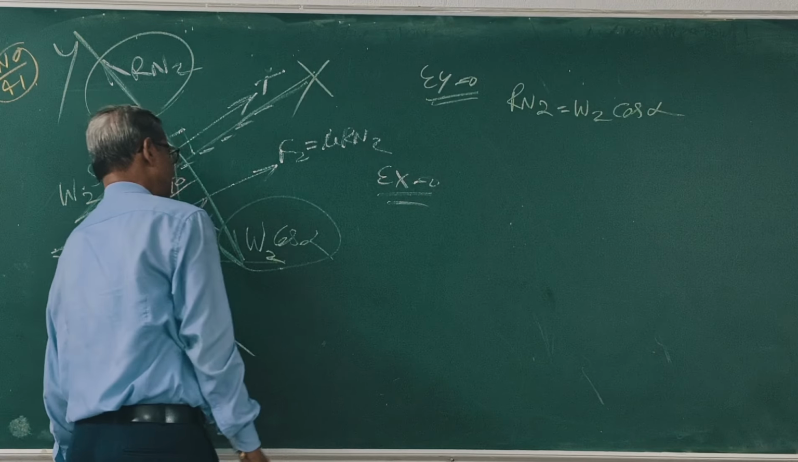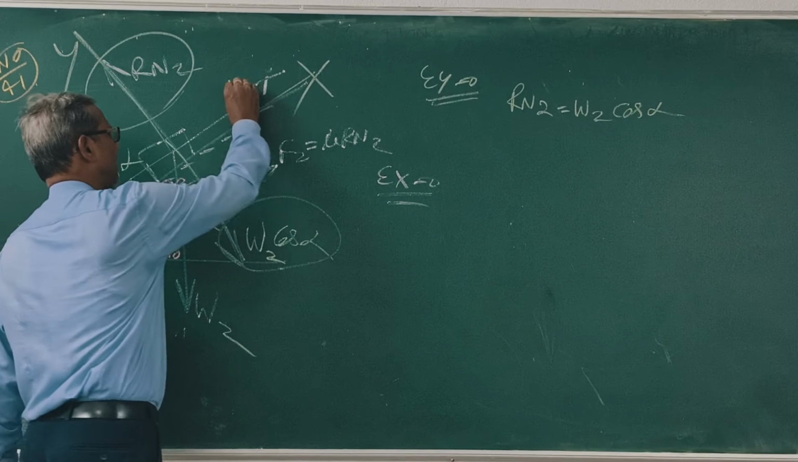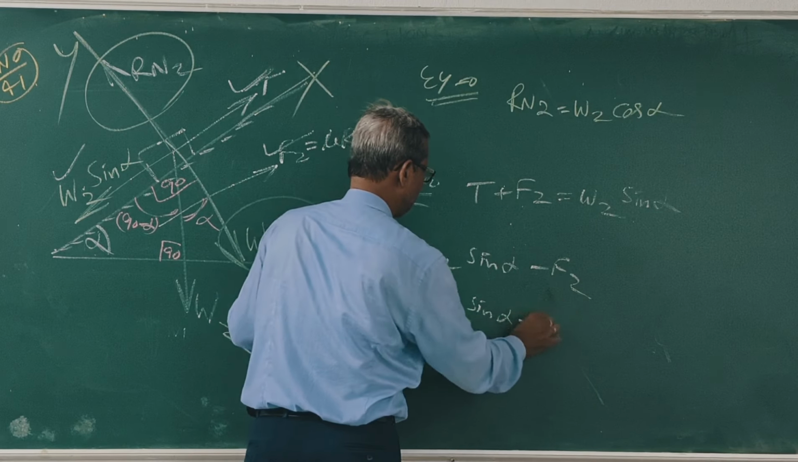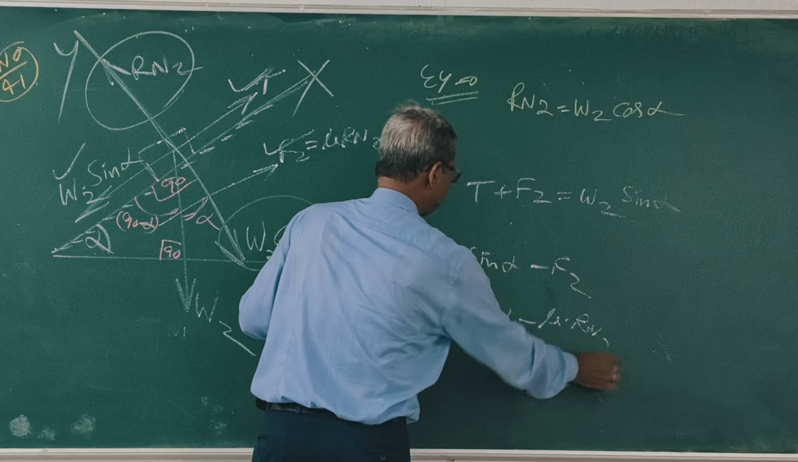What is along the x-axis? T is equal to F2. T plus F2 is equal to W2 sin alpha. Clear? T plus F2 is equal to W2 sin alpha. So T is equal to W2 sin alpha minus F2. So T is equal to W2 sin alpha minus mu Rn2. Clear?